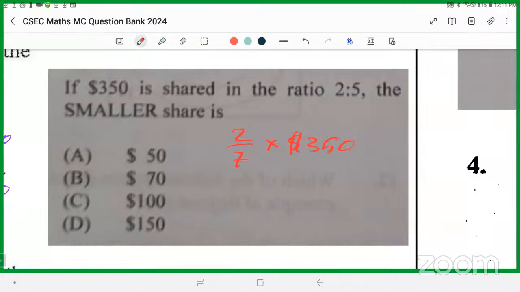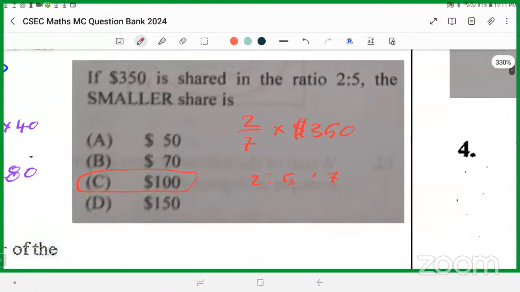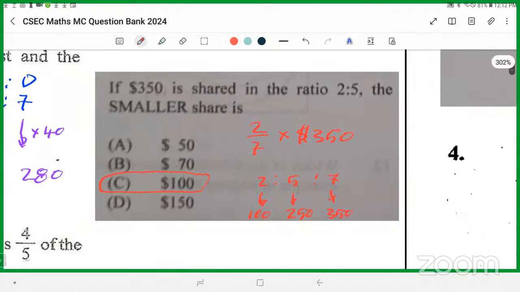What does it work out to? 100. 7 goes into 350 fifty times, doesn't it? And 2 times 50 is 100. This is the answer. And we can just double check it. 2 to 5 to 7. For this to become 350, I multiply by 50. Multiply this by 50, it becomes 250. Multiply this by 50, it becomes 100. So they add to 350, and the smallest share is 100.